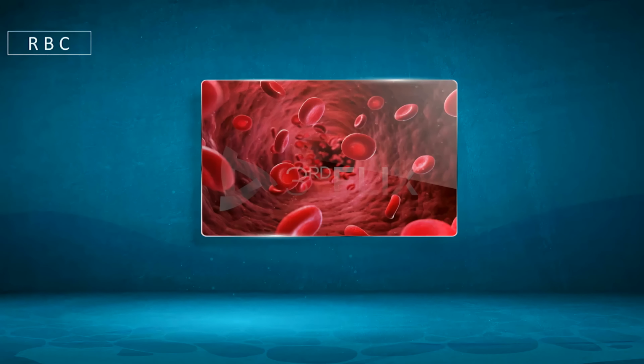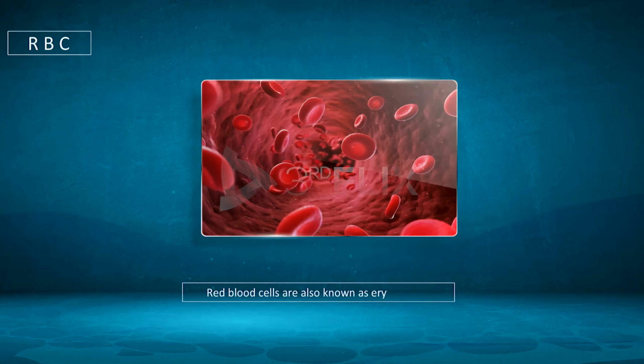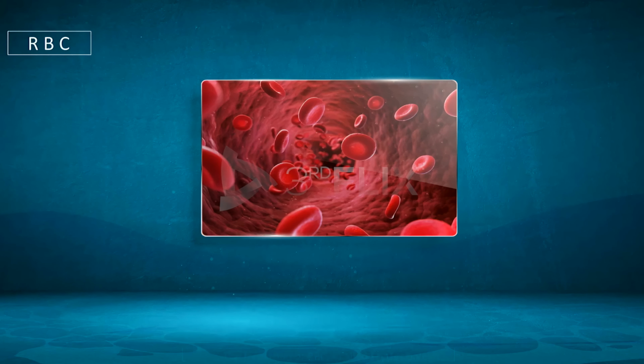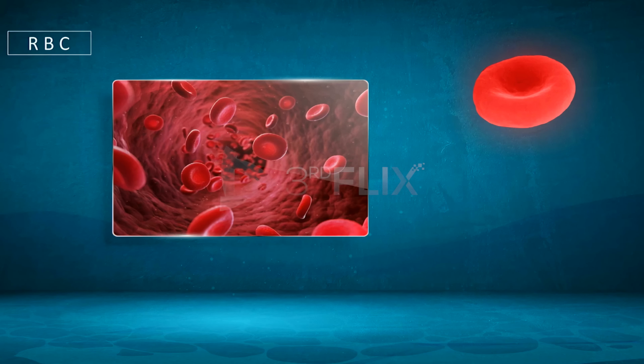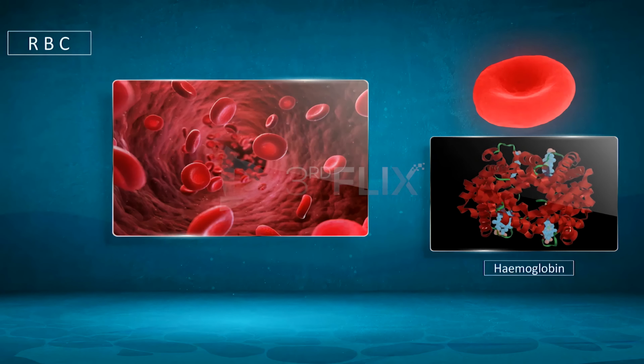RBC. Red blood cells or RBC are also known as erythrocytes. The formation of RBC is called erythropoiesis. The red color of RBC is because of the pigment called hemoglobin.